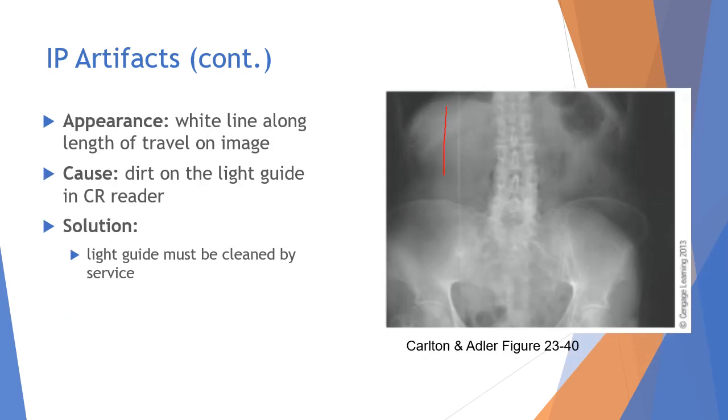In CR, if there's a white line artifact, it means that there's dirt on the light guide in the CR reader, so the light guide must be cleaned by service.